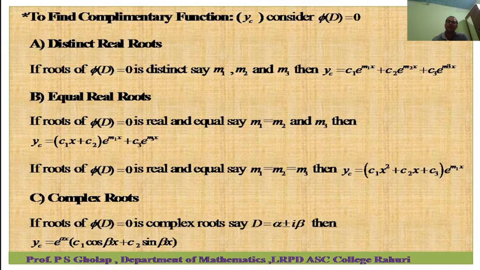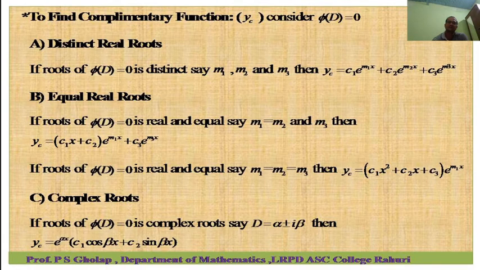Then how will we obtain its complementary function? We can obtain it with this formula: c1 e to the power m1 x plus c2 e to the power m2 x plus c3 e to the power m3 x, where m1, m2, m3 are the roots of this auxiliary equation phi of D equal to 0. c1, c2, c3 are the arbitrary constants, whose number is equal to the order of the differential equation, right? Now we'll see the next case.